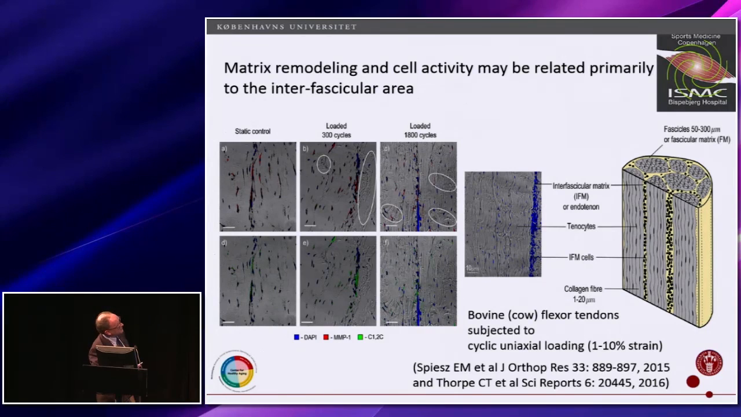And finally, from the Screens Group in London, they're beginning to come up with some data, and these are so far on cow flexor tendons, where they show that not all cells inside the tendon are equally active when subjected to strain, and could show that now in two papers that the cells in between the fascicles are those who are actually more active when subjected to strain, and that would then fit with the location for tendinopathy.